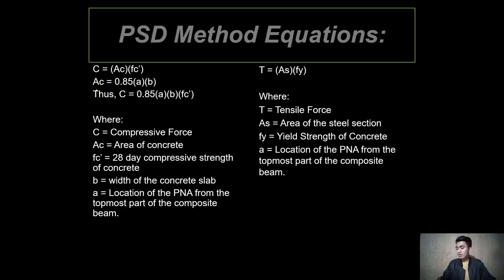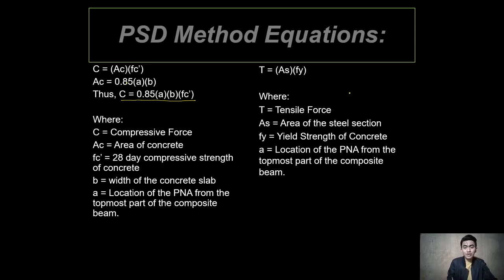wherein this one belongs under the provision for singly reinforced beams. That is your SRB, singly reinforced beams. So this equation is derived from that provision. For our compressive force, therefore, we will have an equation equal to 0.85 A times B times Fc prime. So we will be utilizing this equation for the compressive force under this method.